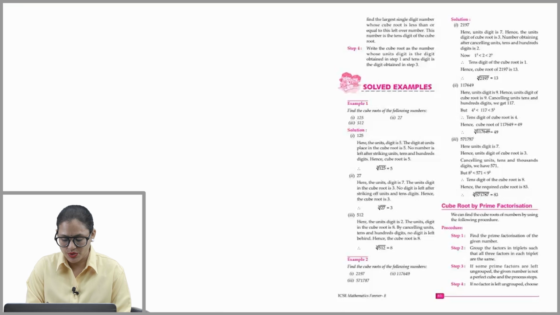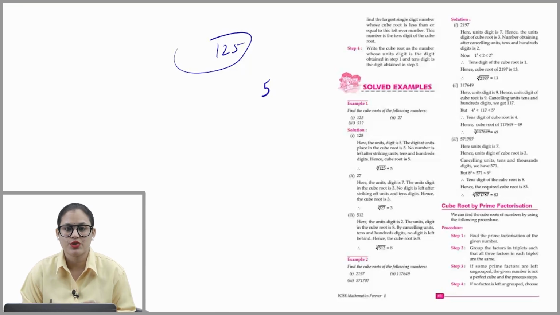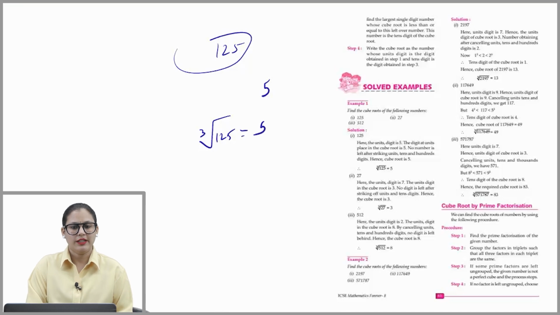Let's find the cube root of 125. Here the unit digit is 5, right? The digit at the units place in the cube root is 5. No number is left after striking the units, tens and hundreds digits. Hence, the cube root of 125 is 5 only, right?